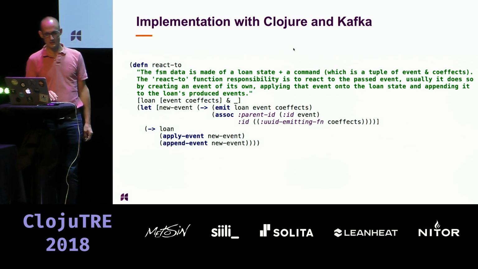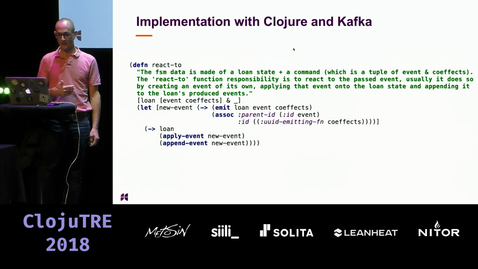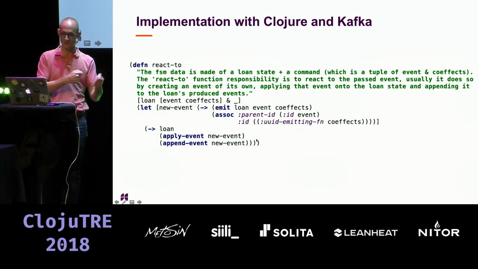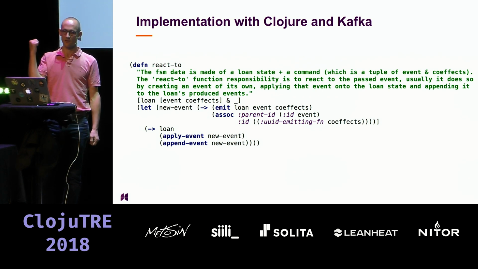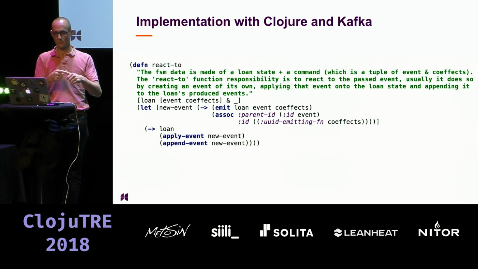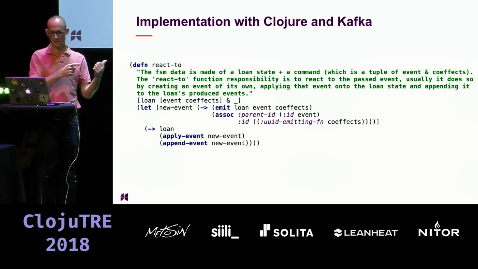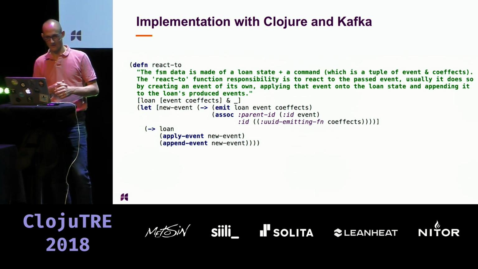So React2 is the function that will actually do the event sourcing. So we have this emit function. We create a new event reacting to the input event. We associate the data that we had previously about the side effects, for example, a new ID and what was the parent ID. So parent ID is not really a side effect, okay, because the ID is passed in the event.